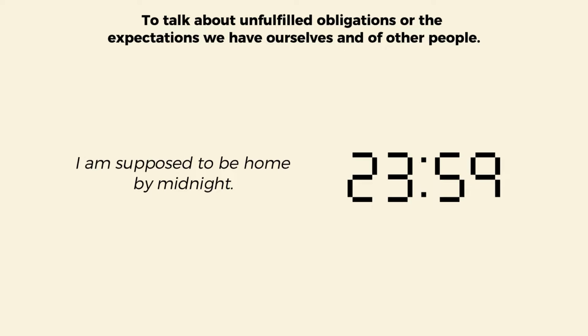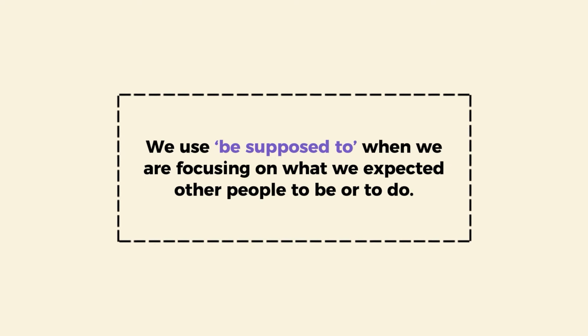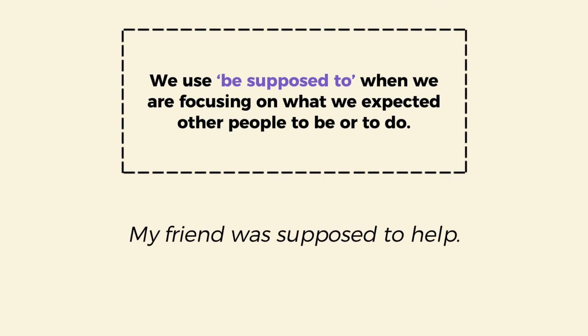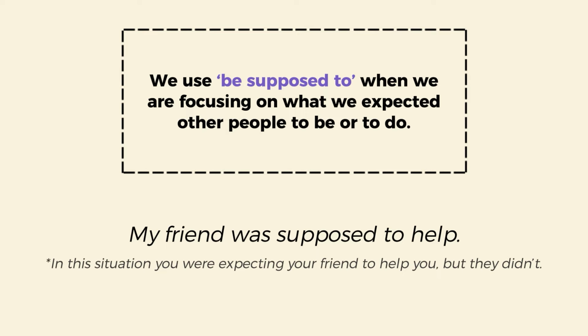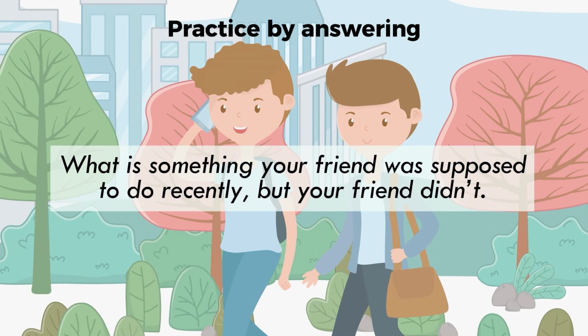He was supposed to do the washing up, but the sink is still full. I am supposed to be home by midnight. We are focusing on what we expect other people to be or to do. For example, my friend was supposed to help. In this situation, you were expecting your friend to help you, but they didn't. Practice by answering. What is something your friend was supposed to do recently, but your friend didn't?